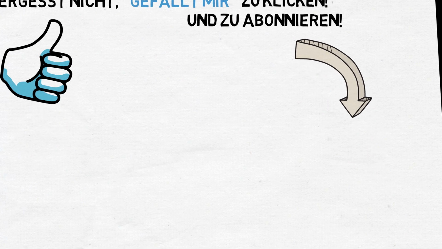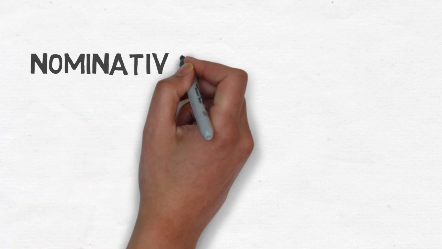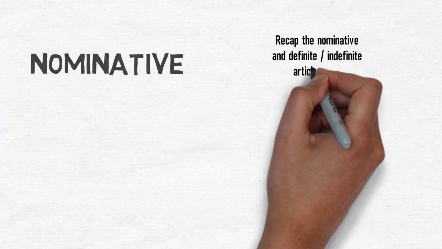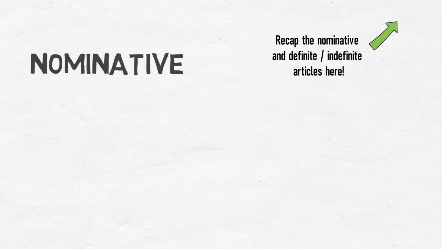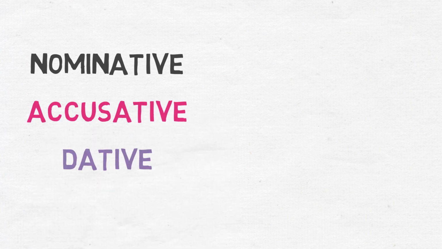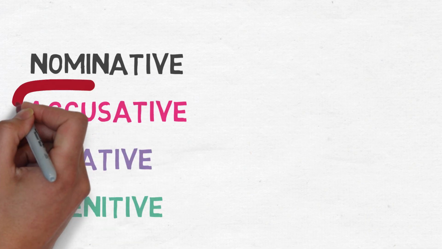If you're not sure what the case system in German is and you don't know how the nominative case works, or if you need a recap of what a definite or indefinite article is, start by watching the second video in this grammar playlist, which is about the nominative case, by clicking here. The four cases in German are called nominative, accusative, dative and genitive. This lesson will focus on the accusative case.